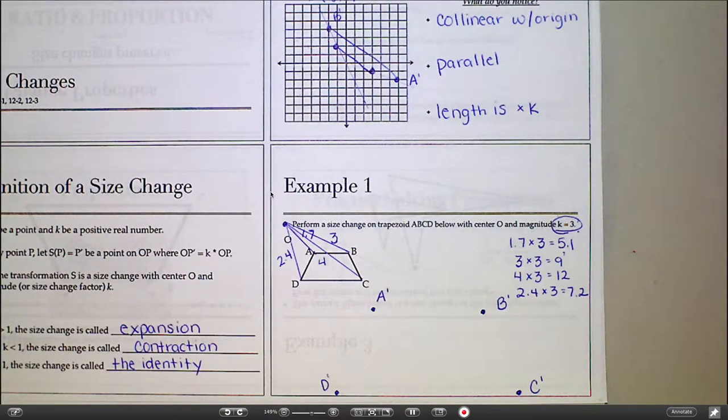Did I lose anybody on that? Okay. Bryce, where were we stuck? 3 times 3. Okay, I'll go back to that.